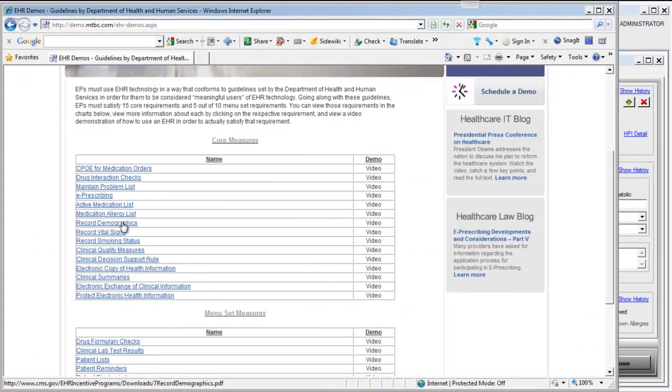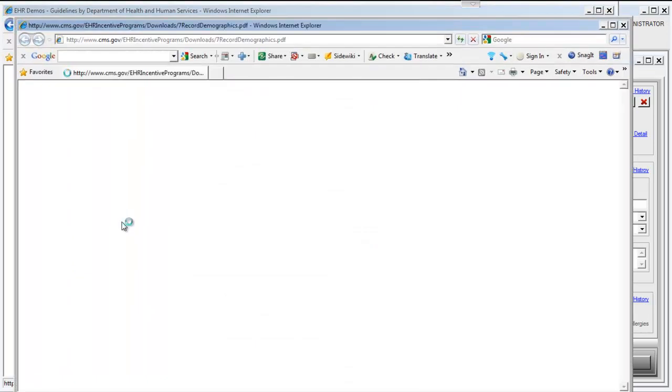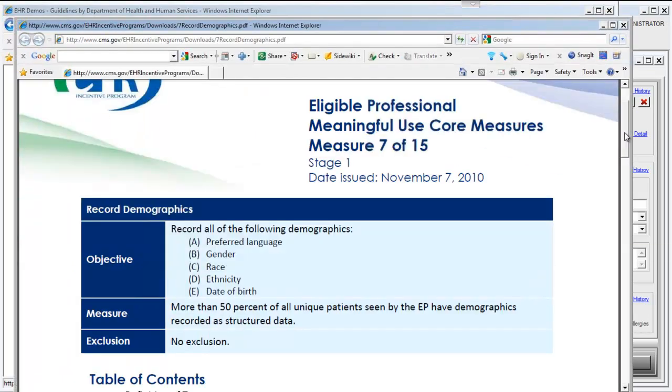First, let's open up the Record Demographics PDF from the MTBC website and learn more about this measure. This is the Eligible Professional Meaningful Use Core Measure number 7 out of 15, Record Demographics. For this objective, we have to record 5 distinct items in the patient demographics. Those include preferred language, gender, race, ethnicity, and date of birth.